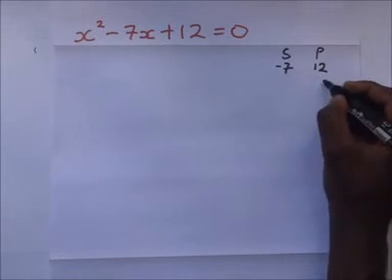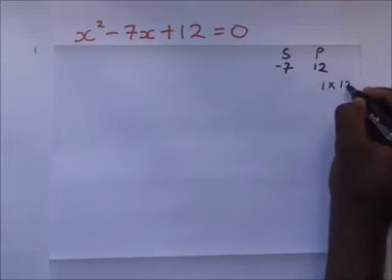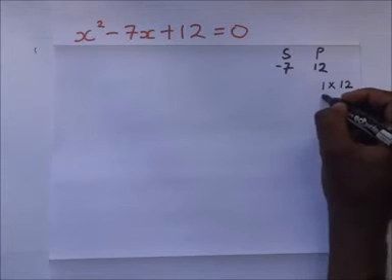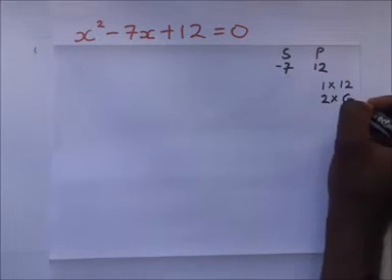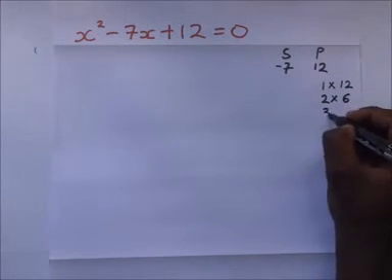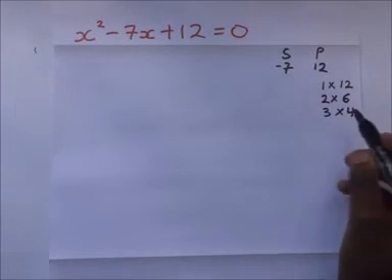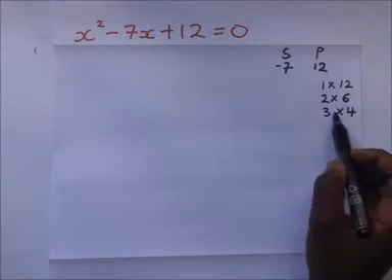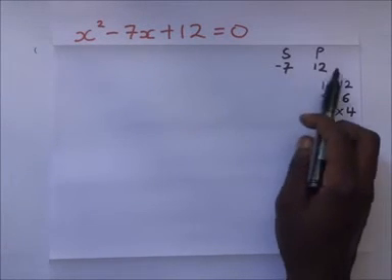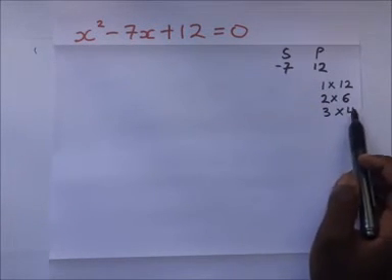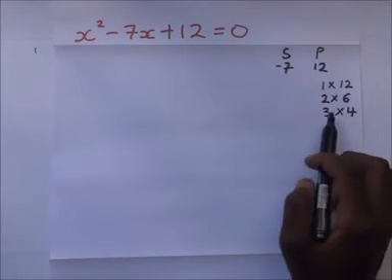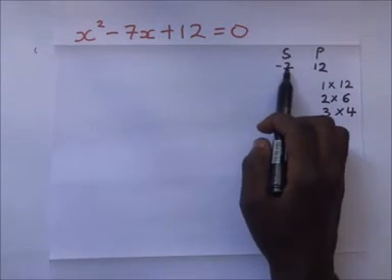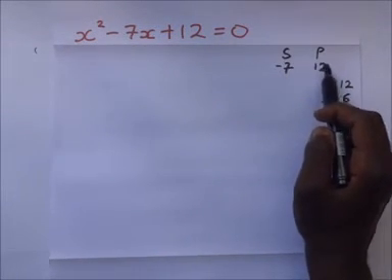So the factors of 12, among others, we have 1 times 12. That's a factor of 12. We have 2 times 6. Then we have 3 times 4. So now when we look at 3 and 4, we can manipulate these to suit this. If we manipulate these two numbers, it can be in such a way that when we add them, they give us negative 7. When we multiply them, they give us 12.